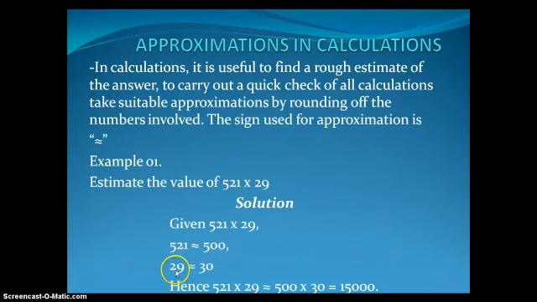Then we have this 29. The highest order is tens, ones, tens. So we round it to tens. The digit to the right is 9, so 1 will be added, from which you get 30. Then, after rounding the numbers involved, we do the calculation. So 521 times 29 will be estimated as 500 times 30, from which you get 15,000. That is the concept. So you have to be very, very careful on that.